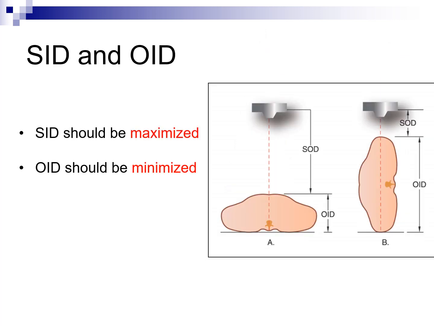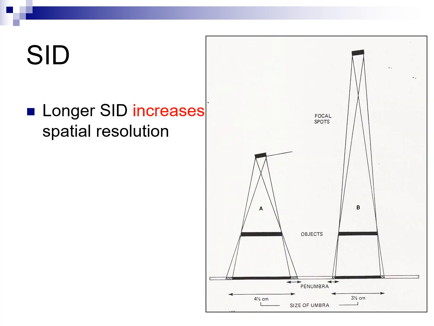SID and OID. SID should be maximized or should be longer, and OID should be minimized or should be as short as possible. A longer SID increases spatial resolution. So as we have a longer SID, we're going to have less unsharpness at the edges of the image.